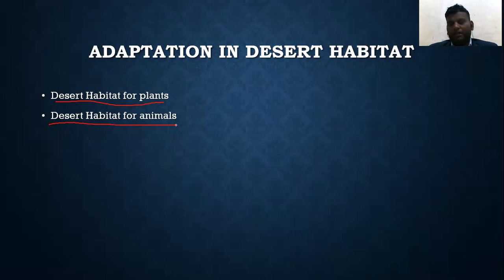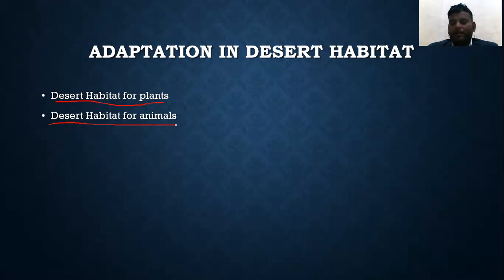So how are they getting the water? From the food only, the food they are eating. During the daytime, most of the desert animals remain in the shade. Suppose, as one example, I am talking about the camel. What all features does it show?